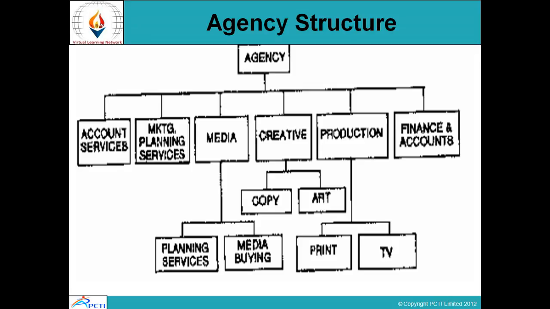The agency structure can be classified into several levels in a proper hierarchical manner. For example, in the given example, we have an agency structure with the sub-levels account services, marketing planning services, media, creative, production, finance and accounts. The creative level further includes sub-levels in the form of copy and art. Media involves planning services and media buying. Production involves print and TV and all.